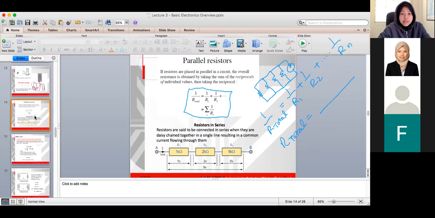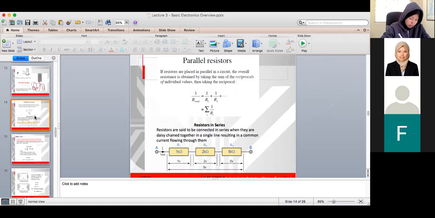Whereas if you have resistors in series, the resistors in series are the ones shown in the image, one after another in a single circuit. If it's series, it's easier. You just total up: R total equals R1 plus R2 plus R3 and so on if there are more resistors. So it means just total up all the R in the circuit. Okay, that is for series.